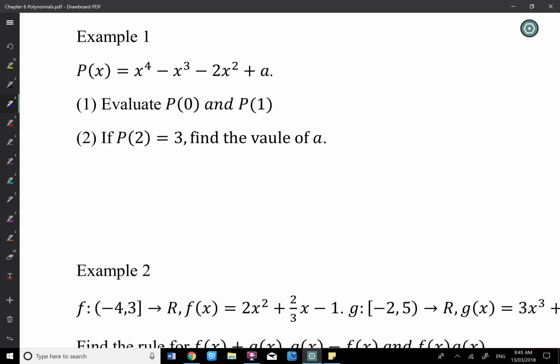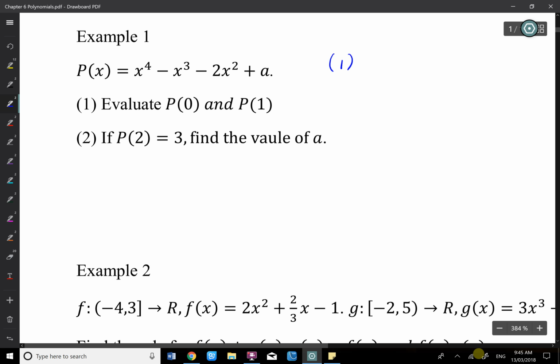Let's have a look at example 1. The first one says evaluate P(0). P(0) is just A, because when you substitute x equals 0, you just have A left. So P(0) is A.